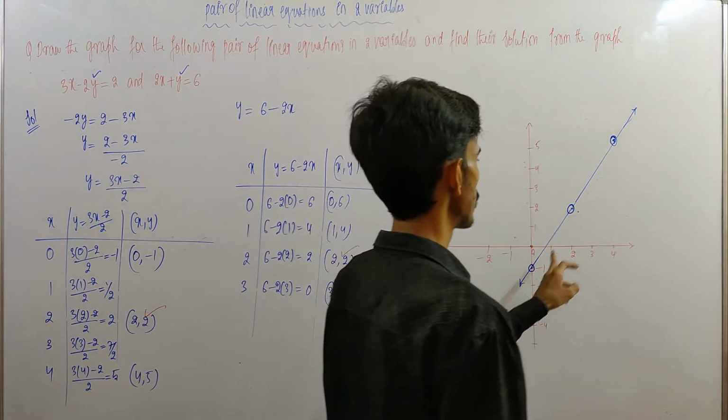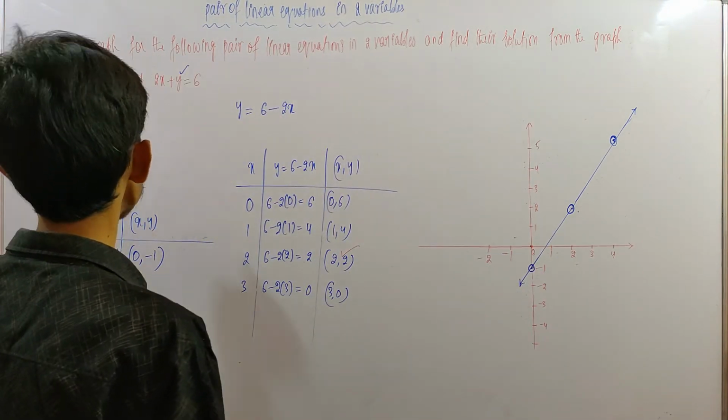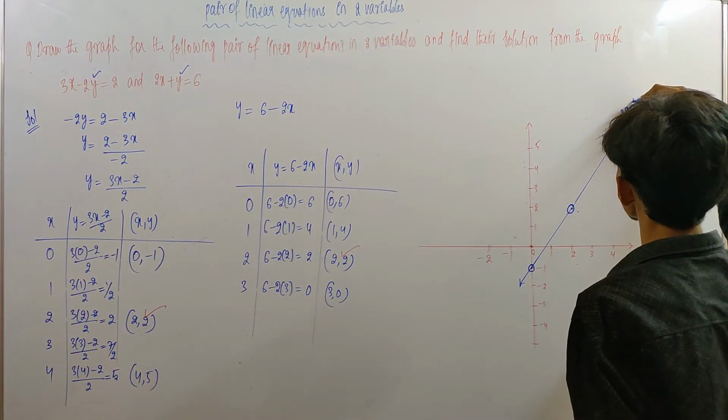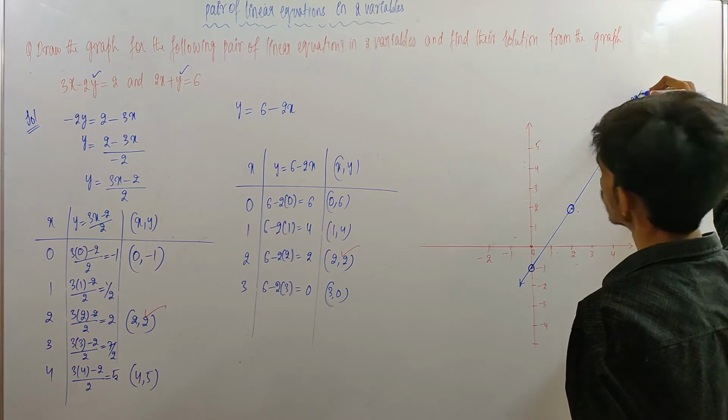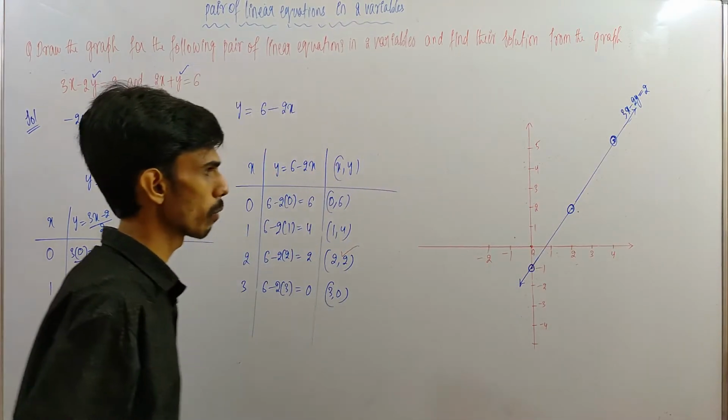Now I have joined these points, and we get a straight line. The name of this straight line is 3x minus 2y equals 2. This is the straight line passing through the 3 points.